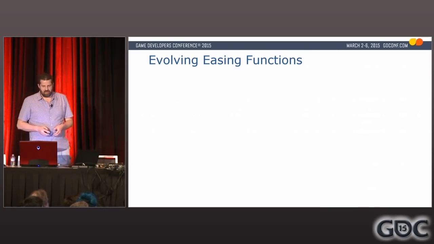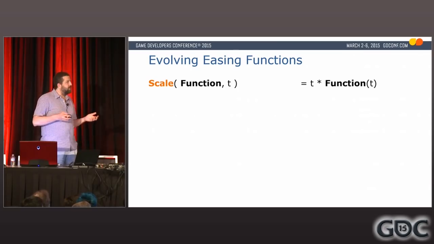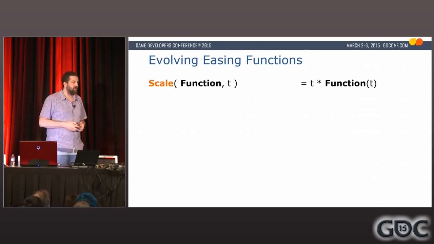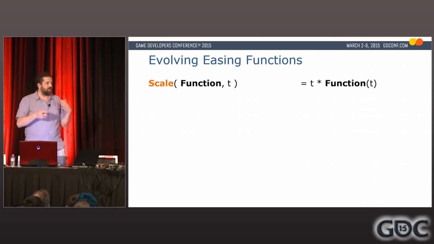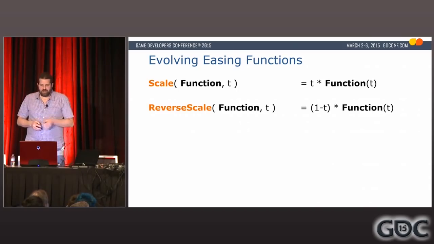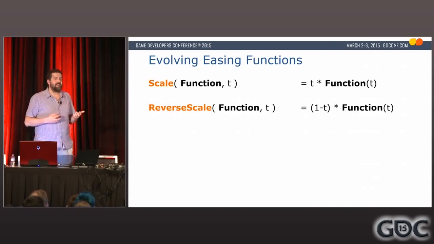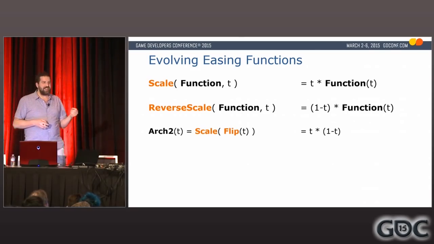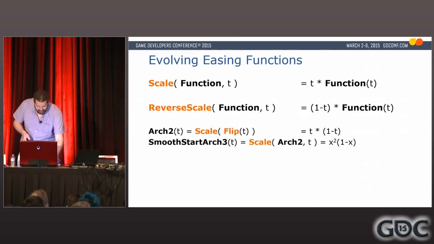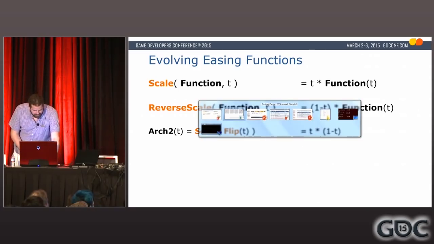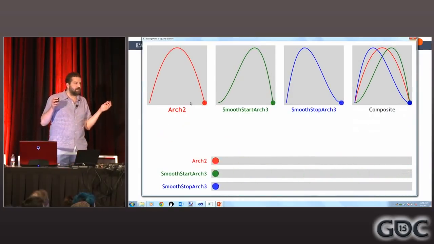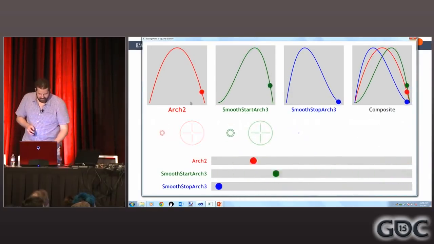Okay. So what else can we do that's interesting? We can scale things, like just multiply them by t on top of whatever else. As long as we have them in the 0 to 1 range, that should be harmless. We have 0 to 1 times another 0 to 1. We could multiply it by 1 minus t, which I'll call reverse scale. In fact, if we do t times 1 minus t, we can get this sort of arch feel, like that. That's just t times 1 minus t, normalized.